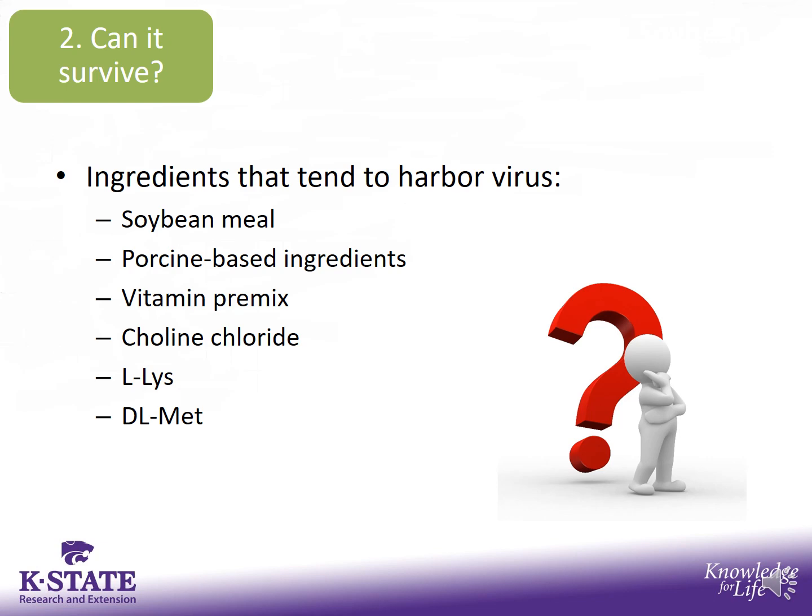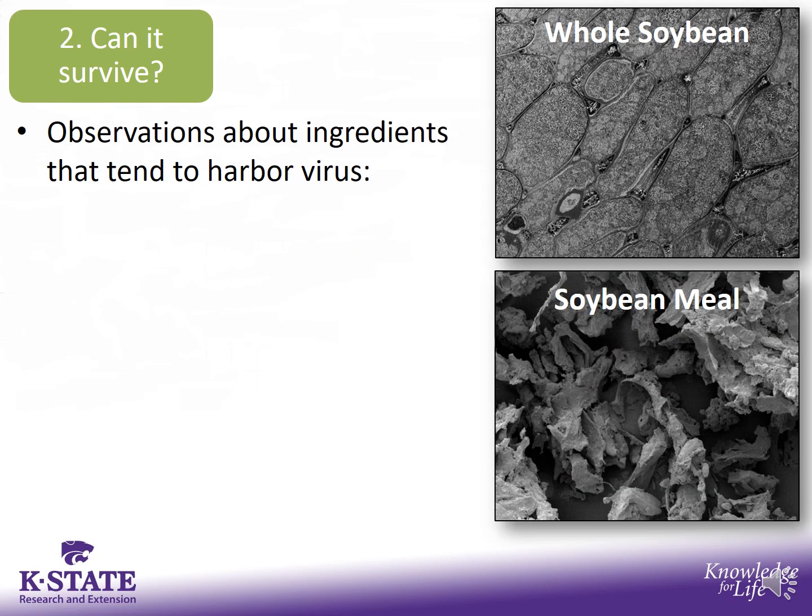Based on the limited research that we have available, ingredients that tend to harbor virus include soybean meal, porcine-based ingredients, vitamin premix, choline chloride, and synthetic lysine and synthetic methionine. However, unfortunately, there are still a large number of ingredients that have not been tested for their ability to harbor virus. To help make assertions about ingredients that have not yet been evaluated, it seems that ingredients are more likely to promote virus if they have any of these specific characteristics.